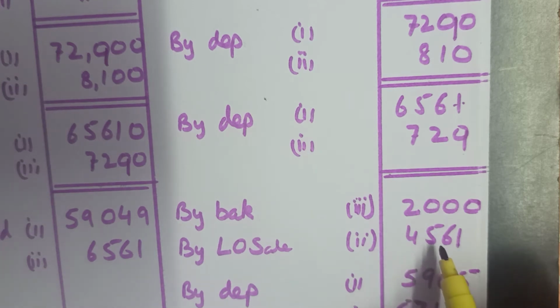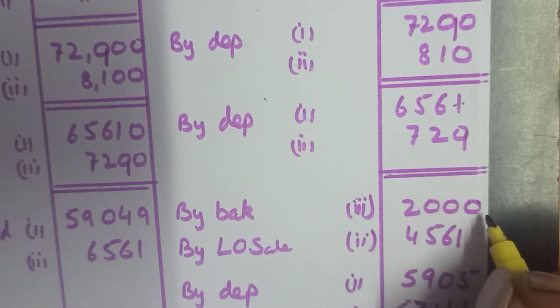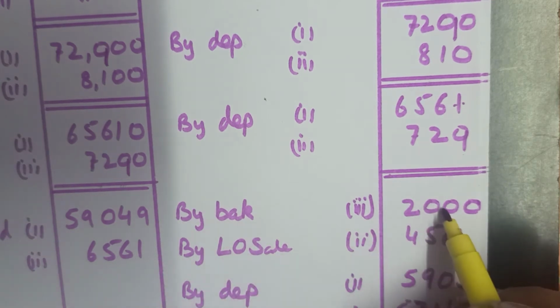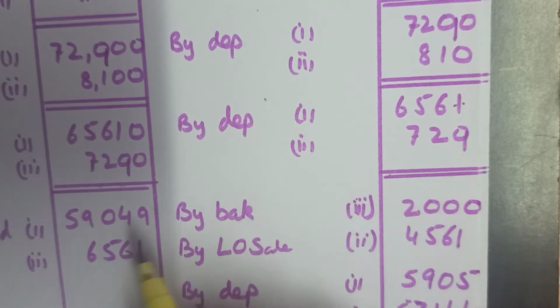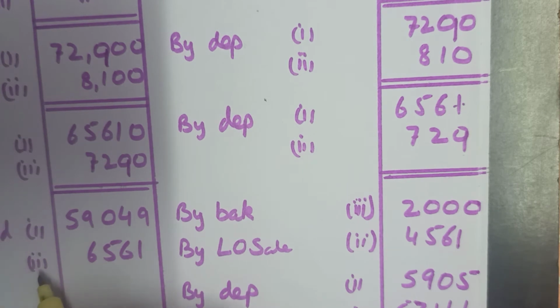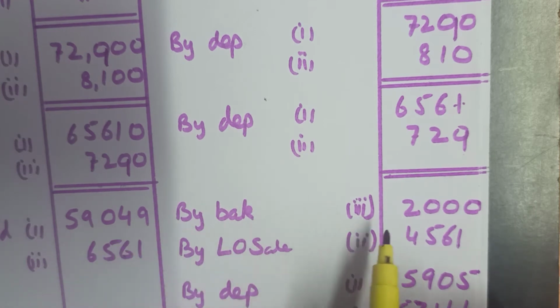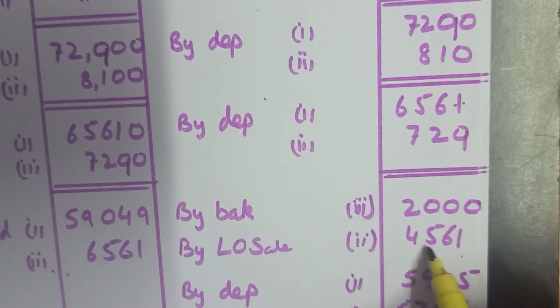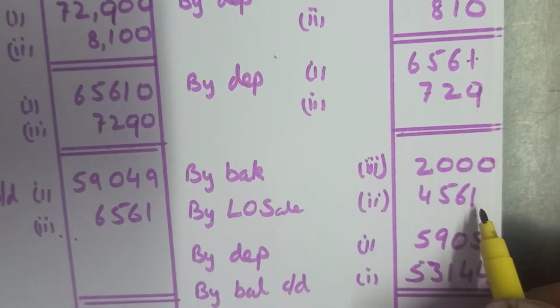Had there been a profit, suppose this was 20,000. This asset worth 6,561 is sold for 20,000. Then it will be a profit which you will write here, to profit and loss account, to loss on sale, or to profit and loss account. This 6,561, 20,000 minus 6,561 will come here. Profit will come here, loss will come this side. This asset is gone. Second asset is gone.